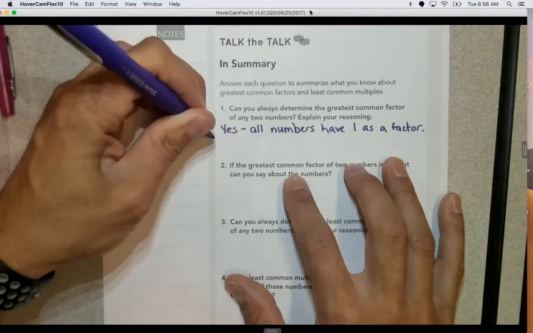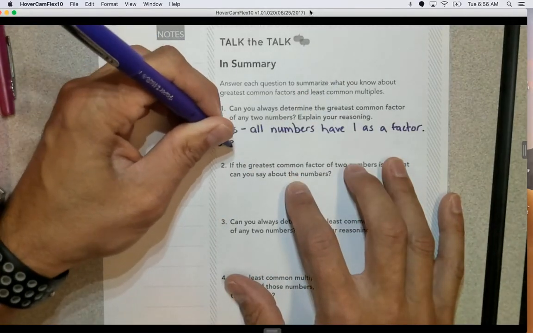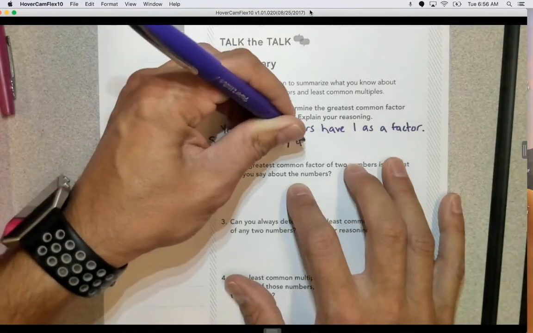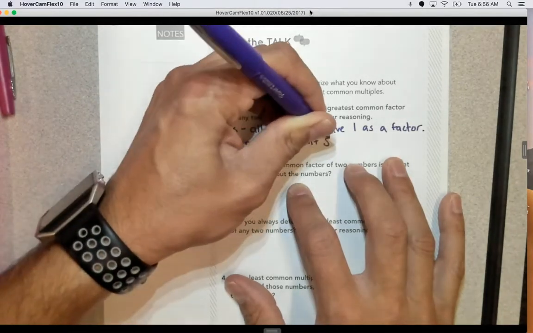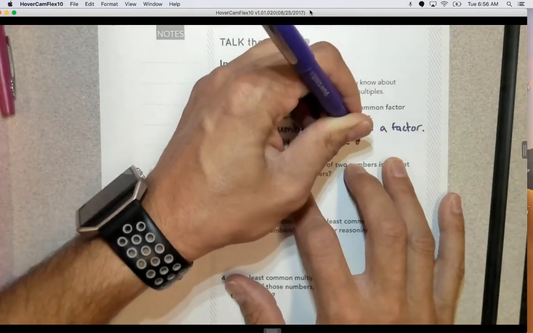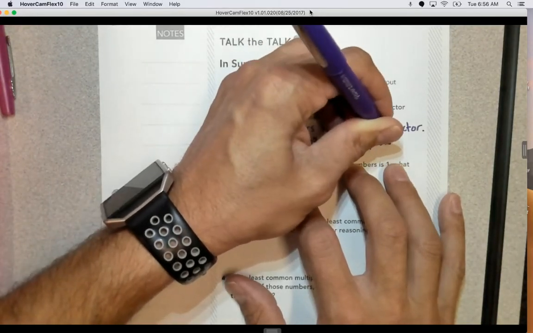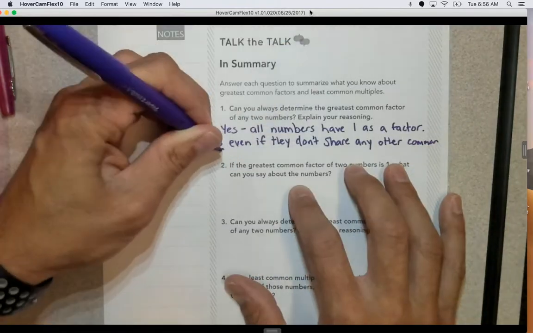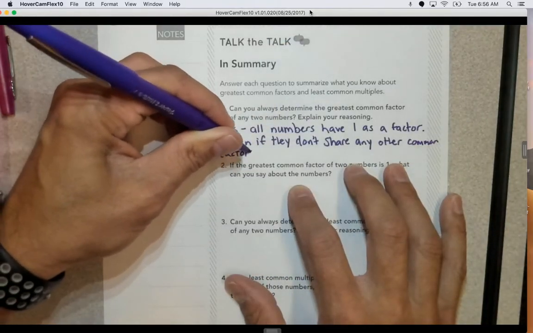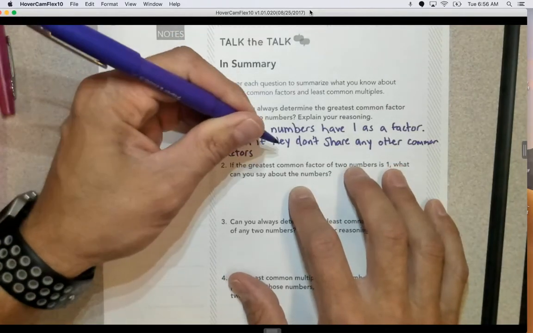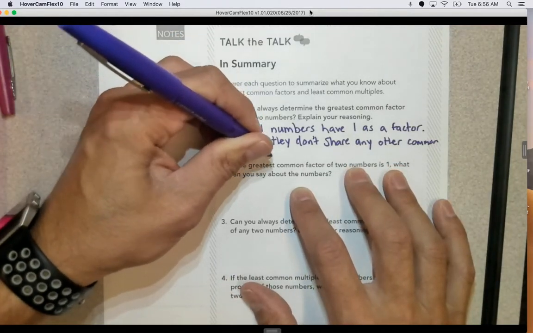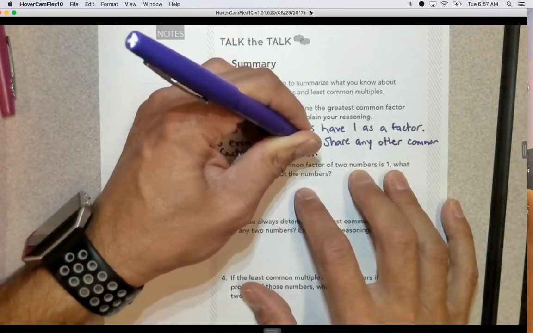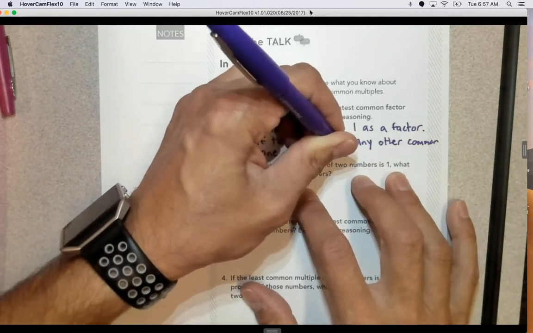So, even if they don't share any other common factors, one will still be a common factor.